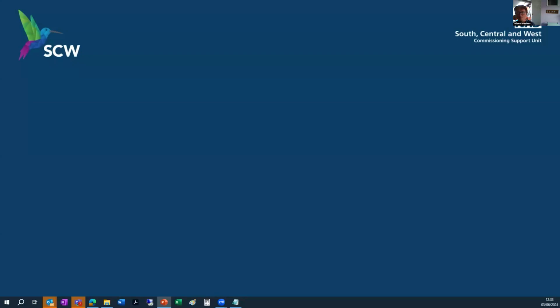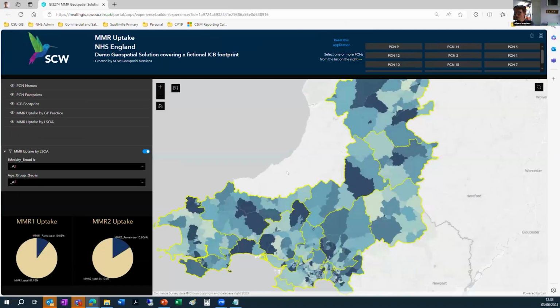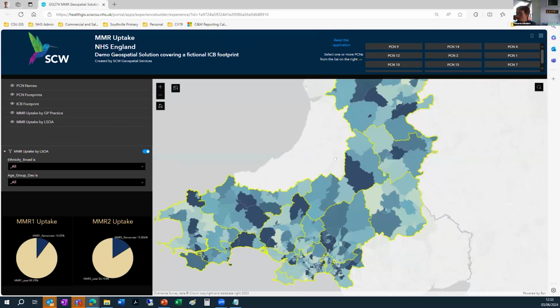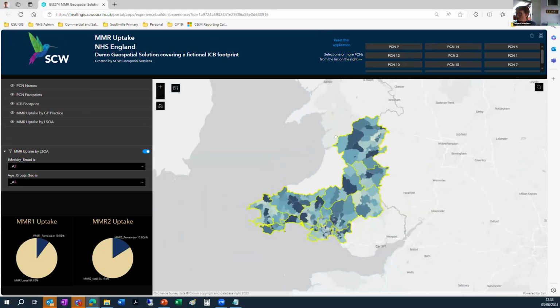So, I'm hoping this will show you another mapping application. I hope this looks right. You'll notice this is in Wales. Our team only works in England, so this is a fictional ICB that I made up, covering a large spread of Wales. Just to make it clear, this isn't real data.